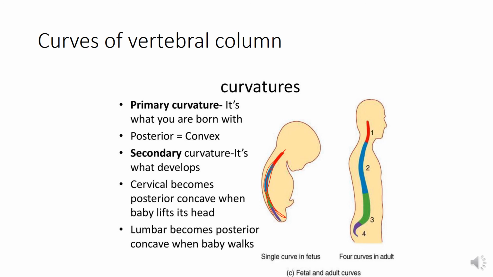The secondary curvatures develop when the child is holding the head up and starts walking. The first secondary curvature arises in the cervical region. Here you can see the cervical region when the child can hold up his head. This is about 3 months. And the secondary lumbar curvature develops when the child stands upright, that is after 12 to 15 months. The thoracic and sacral primary curves are retained.